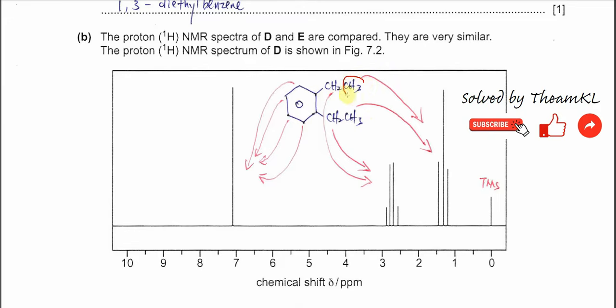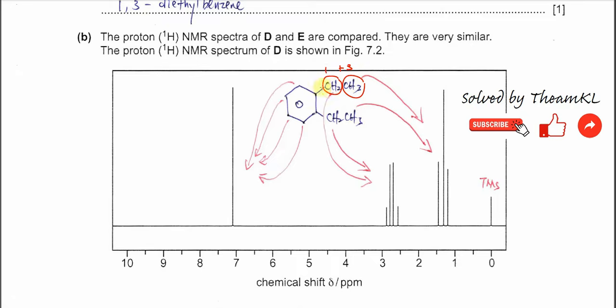So this one is one group. This proton is coupled with the neighboring protons, these 2 protons, so it's 1 plus 2. Therefore it will give a triplet here around 1.3. And this CH2 will couple with the 3 protons of the methyl group, so 1 plus 3. So this CH2 will form a quartet.